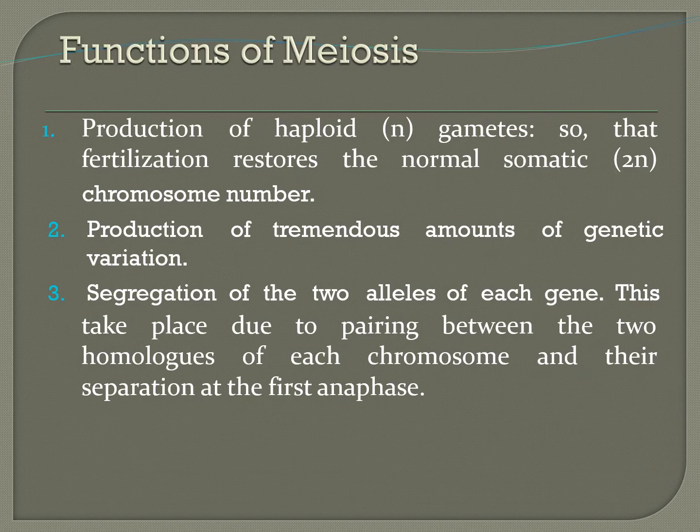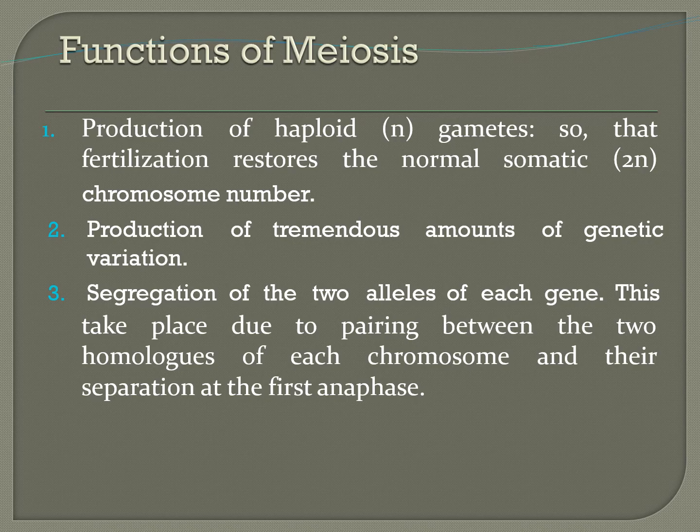Functions of meiosis. The main function of the meiosis is production of haploid gametes so that at the time of fertilization, restoration of 2n number of chromosomes occurs in normal somatic cells. Second, production of tremendous amount of genetic variation. As we know that during chiasmata formation and crossing over, the genetic material is exchanged and the variation is quite possible. So, with the help of this meiosis, we can find genetic variations.